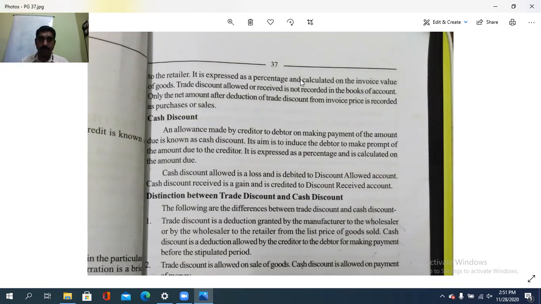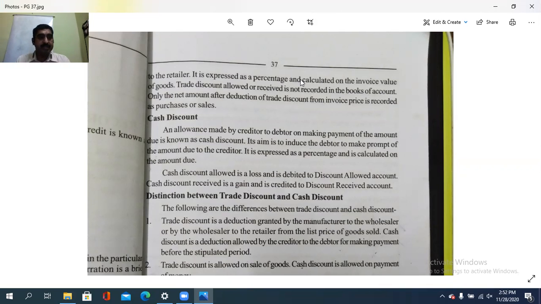That is the trade discount. While the cash discount means an allowance made by a creditor to the debtor on making the payment of the amount due. Its aim is to induce the debtor to make prompt payment of the amount due to the creditor. It is expressed as a percentage and is calculated on the amount due.